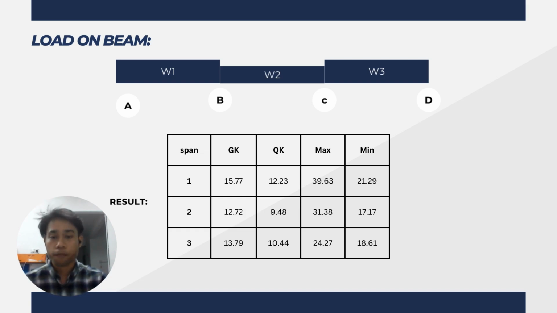For the span 3, GK 13.79 kN per meter. For the QK 10.44 kN per meter. For the maximum load 24.27 kN per meter. For the minimum load 18.61 kN per meter.